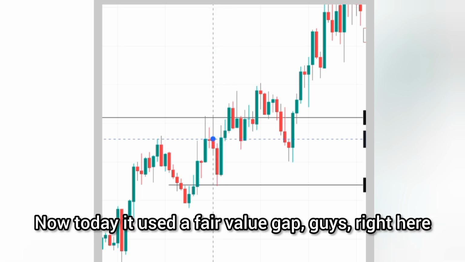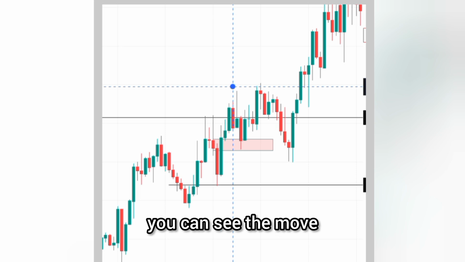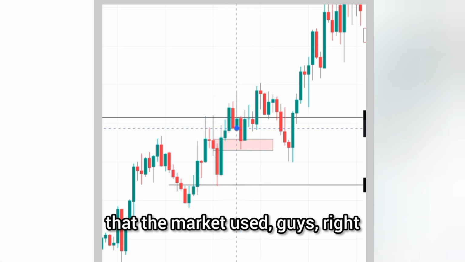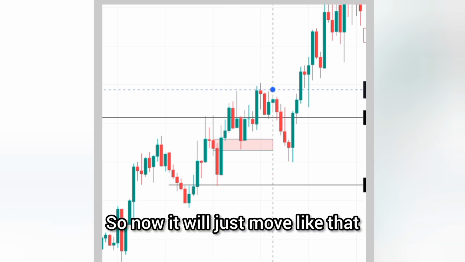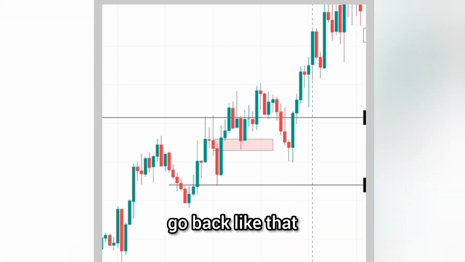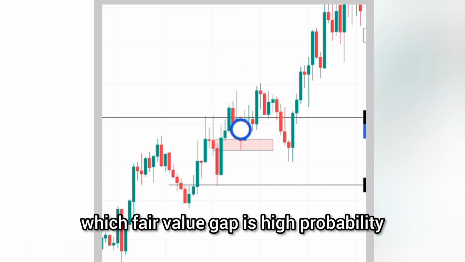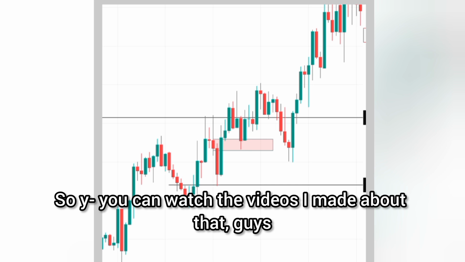Today it used a fair value gap, guys, right here. You can see that when it reached that fair value gap, you can see the move that the market made, right? This is another zone that the market used. It made another break of market structure. It will just move like that, come to your zone, go back like that. Your role is to know which fair value gap is high probability and which order block is high probability, so you can watch the videos I made about that, guys.